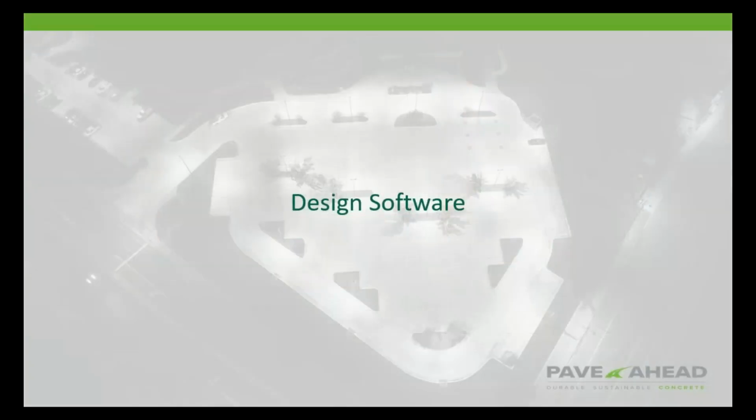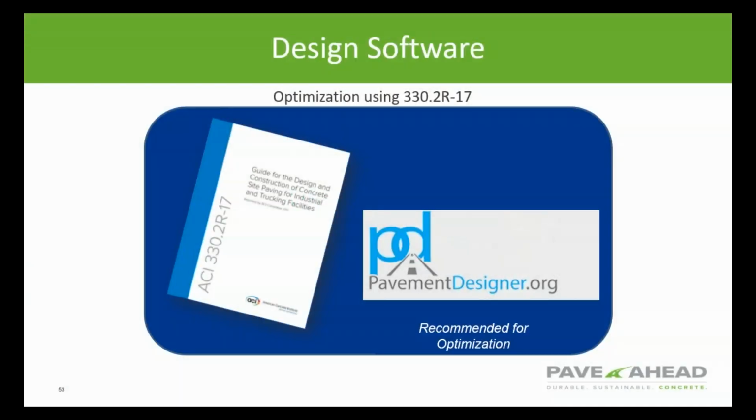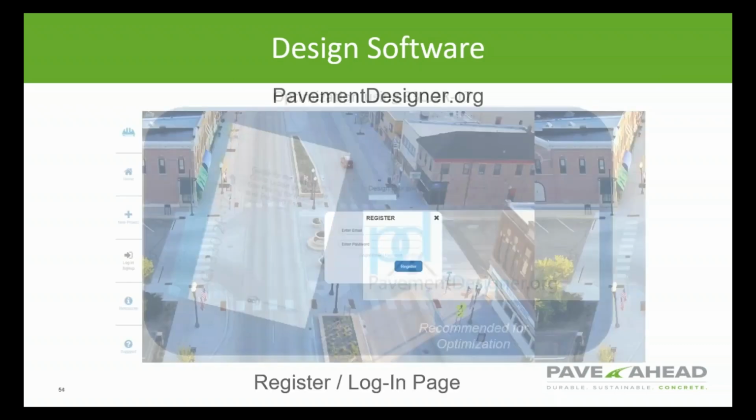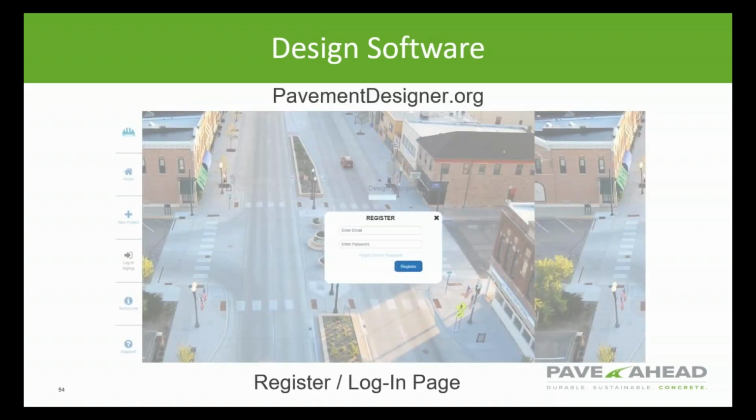Okay, so let's take a look now. Amanda presented the design outlined in ACI 330.2. So let's look at the free software that's available on the next slide. So the AASHTO 93 design can be complex to understand and cumbersome to run, especially when you're trying to fit parking lot parameters into a highway design program.